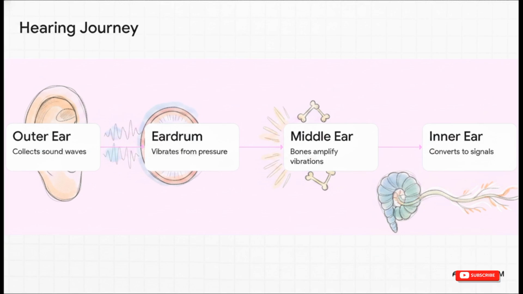Finally, step 4. These amplified vibrations hit the inner ear, or cochlea, which basically performs magic. It converts the mechanical vibrations into electrical signals, which then shoot straight up the auditory nerve to your brain.